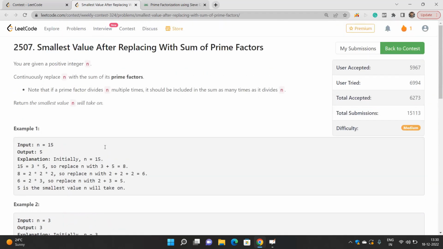So yeah, the problem is really very much simple. All you need to do is pre-compute the prime factors efficiently.